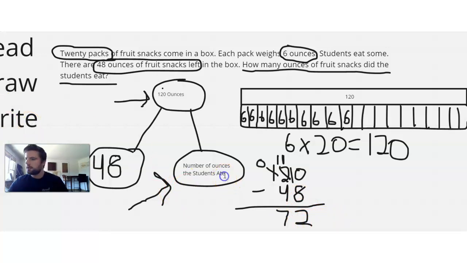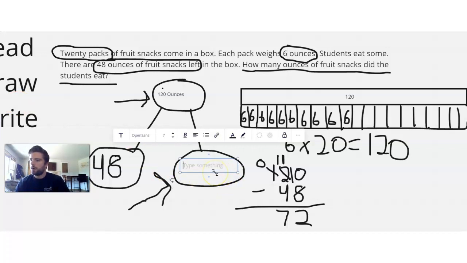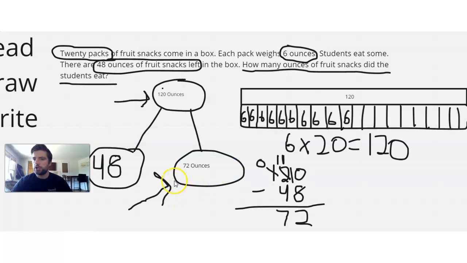And we can check this just to make sure. If we did this right, we will know. If we did this number bond correct, 72 plus 48 should equal 120. So 72 plus 48, and I'm just doing this to double check our work. 72 plus 48. Wow, that is so messy.